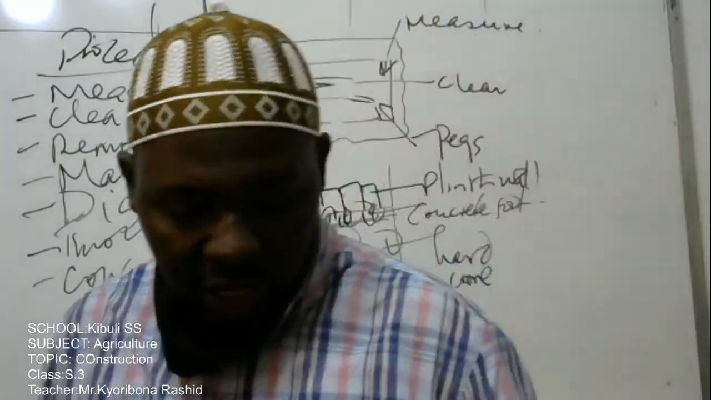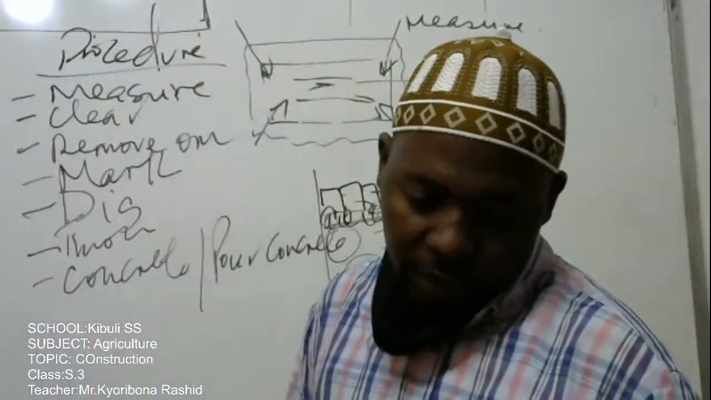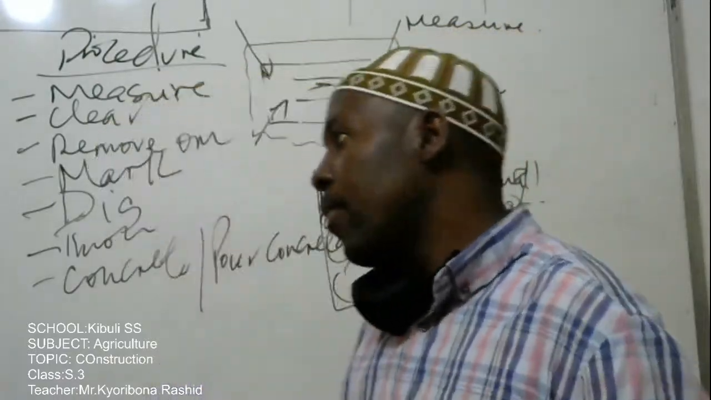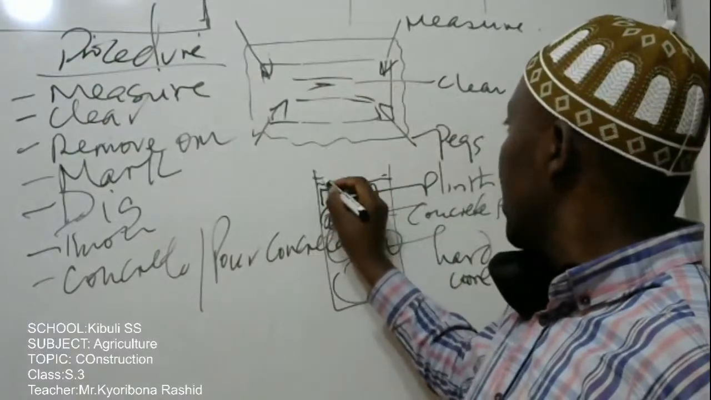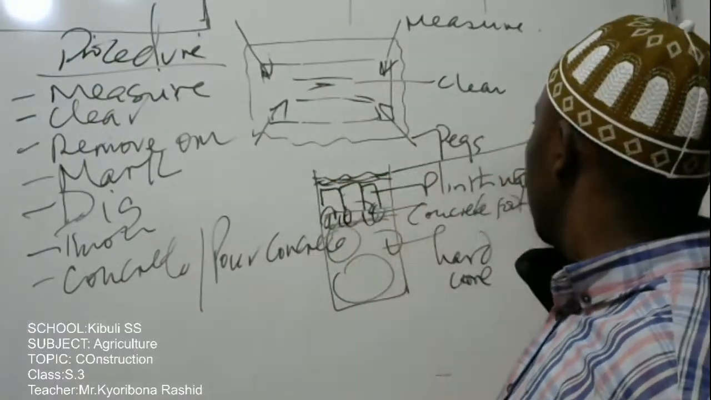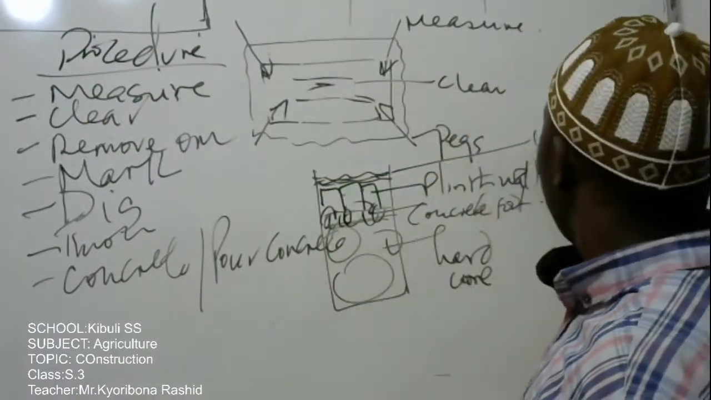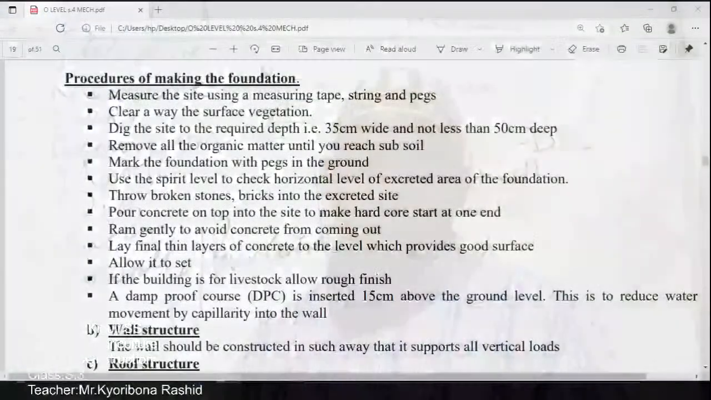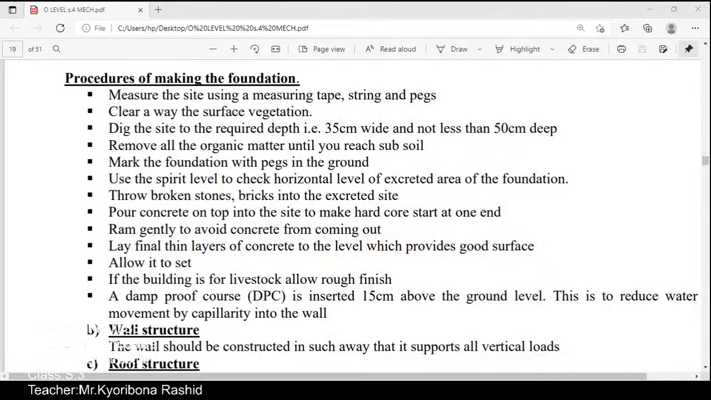Okay, after laying concrete, you make a foundation wall, and then from the foundation wall, what can be done is that you could add the DPC. I've told you, the DPC is to prevent circulation of water. Water might move by capillarity to the wall, and in future the wall might break.